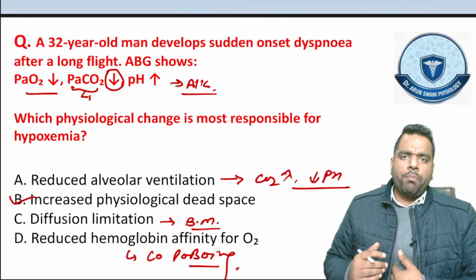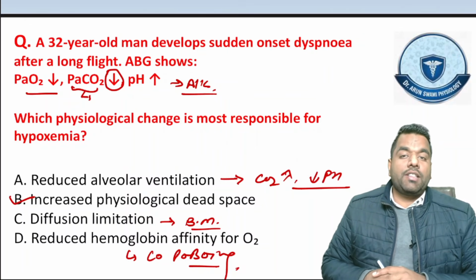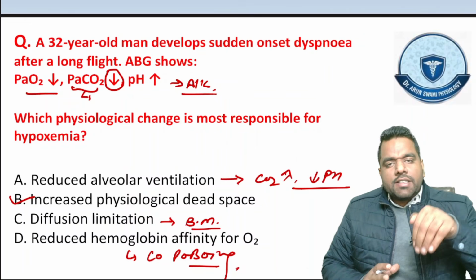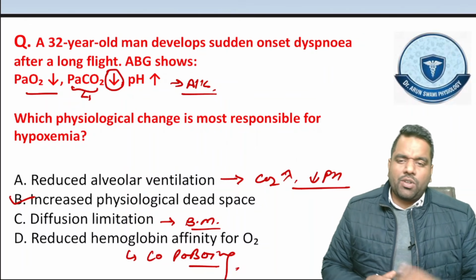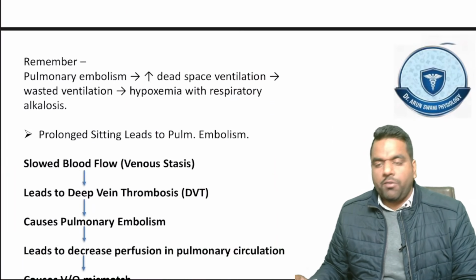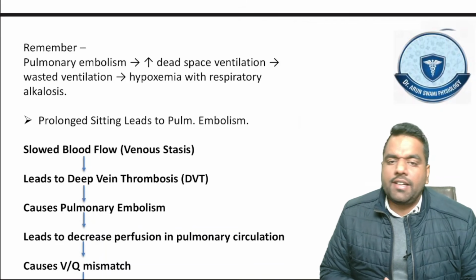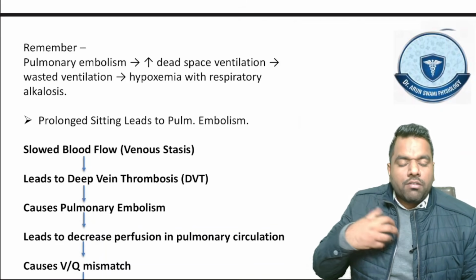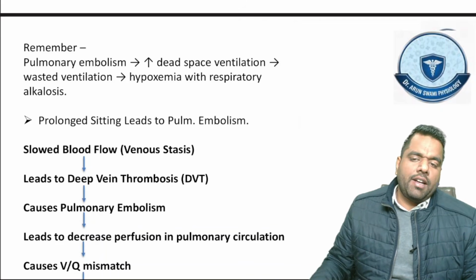Ventilation is normal, but perfusion is less. Less blood is coming into the lungs, so not all the gas is able to exchange with the blood. So ventilation is normal, but gas exchange is decreased, leading to an increase in the dead air or dead space, right? That's the reason there is an increase in the physiological dead space. The keyword to remember regarding pulmonary embolism is that it increases dead space ventilation via wasted ventilation, meaning the person is taking air inside, but not all the air is able to exchange. So wasted air is more, leading to hypoxemia with respiratory alkalosis.